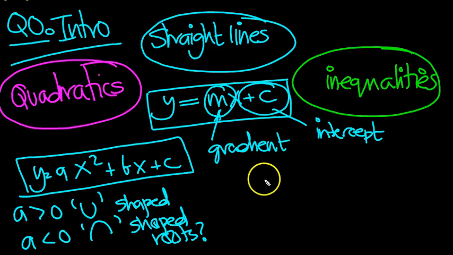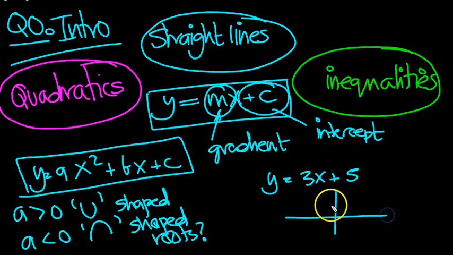Inequalities now. So if I said to you, you've got the straight line y equals 3x plus 5, say, we could draw the straight line. We know its intercept is 5. We know its gradient is 3, so it's fairly positive and steep. So we'll just draw that in like so.